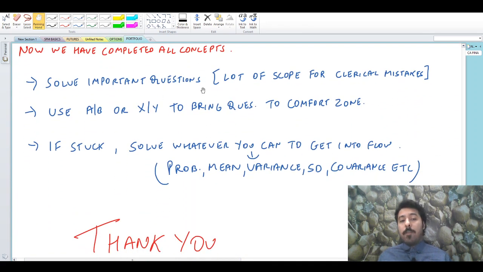You need to solve important questions. You must have marked questions, or if you haven't, then mark them now. Go through your book, solve questions on a calculator, and the ones where you make a mistake or you're unable to recall the concept or the topic, mark them and use them for last day revision. And why do we need to write and solve? Because there is a lot of scope for clerical mistakes.